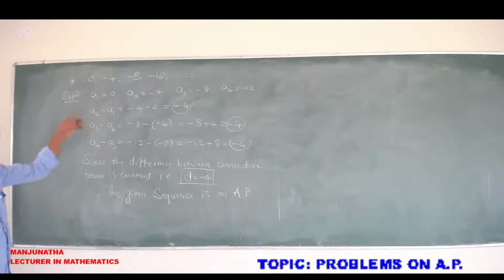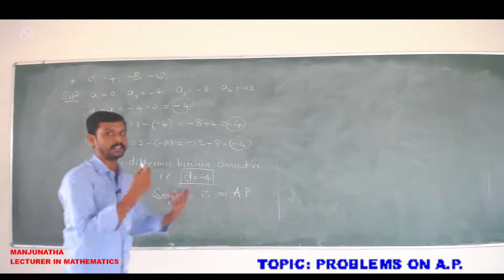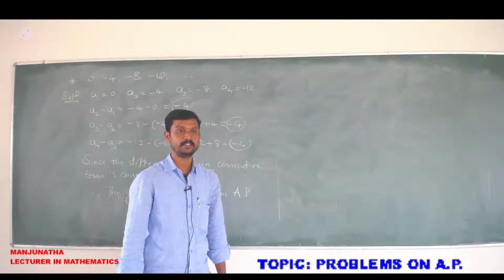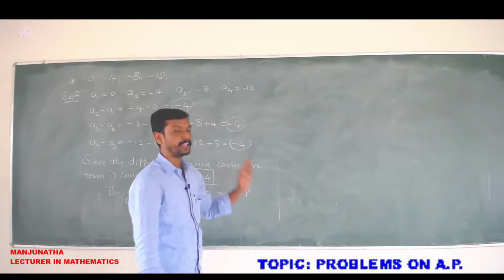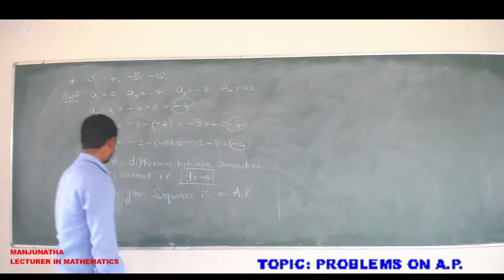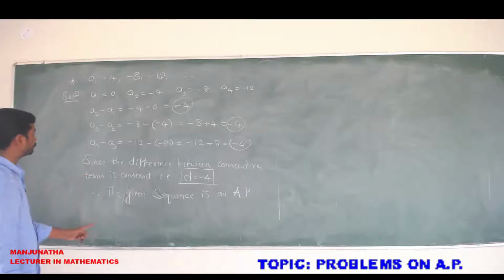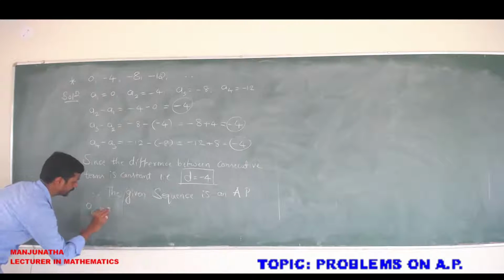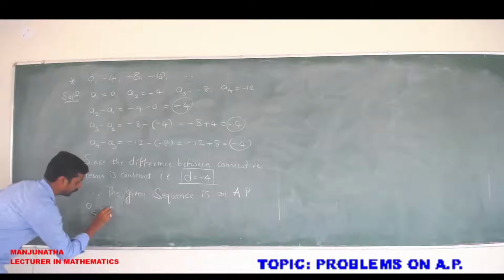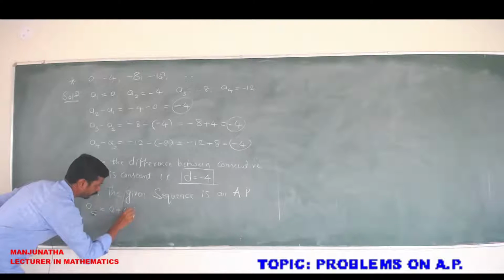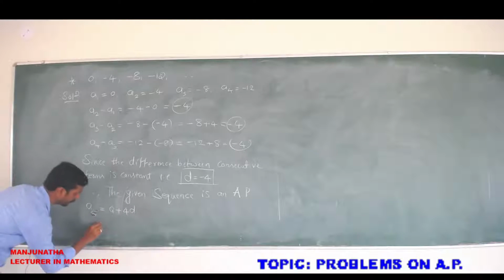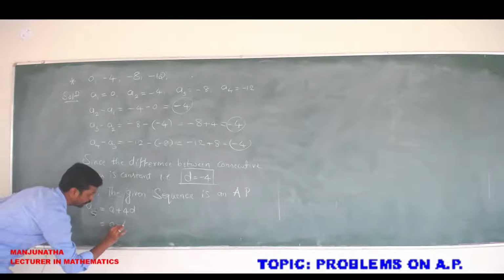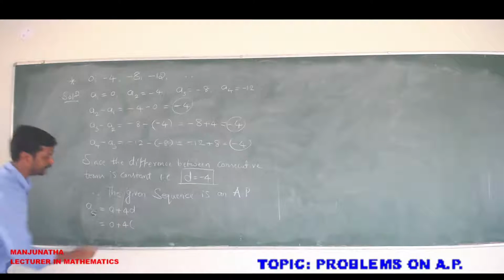Now since it is an arithmetic progression, our next task is to find the next 3 terms of this arithmetic progression. What are the next 3 terms? A5, A6 and A7. So first of all, let us calculate A5. A5 is equal to A plus 4D. I said that if it is 5 then 4, A plus 4D. A means first term, which is 0, plus 4 into common difference, which is -4.